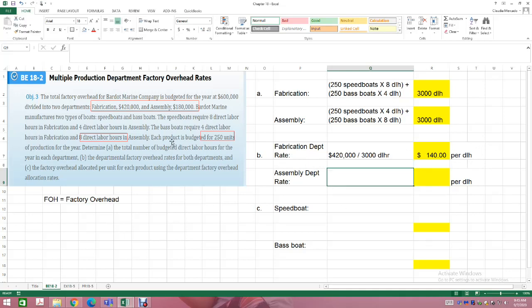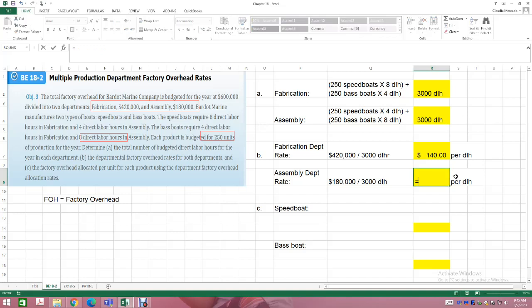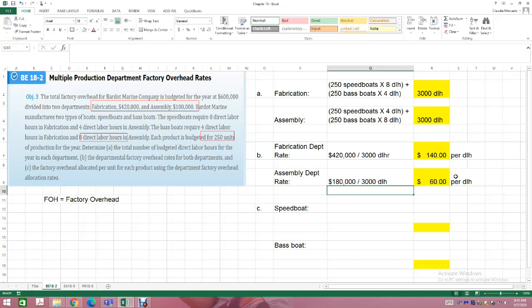Okay. For the assembly department, my factory overhead budgeted is $180,000. I'm going to divide that by my assembly 3,000 direct labor hours. And let's see what we get. So that will be 180,000 divided by 3,000 direct labor hours. That's going to give me $60 per direct labor hour. So now we've got something to work with here.